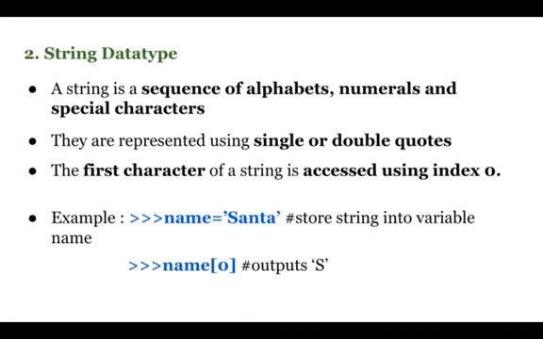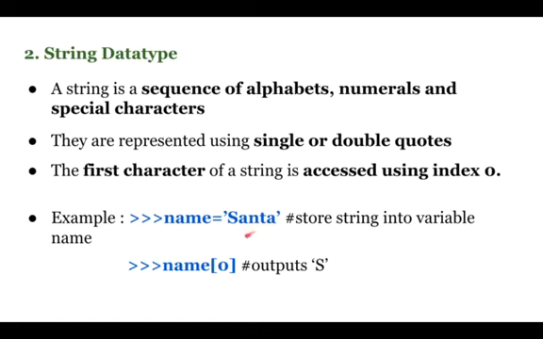The second data type is string. String means a sequence of alphabets, numbers and special characters. They are represented using either single or double quotes, and the first character of the string is accessed using index 0. So in the example, name is assigned the value Santa, and in this S has index 0 and A has 1, N 2, T 3 and A 4.